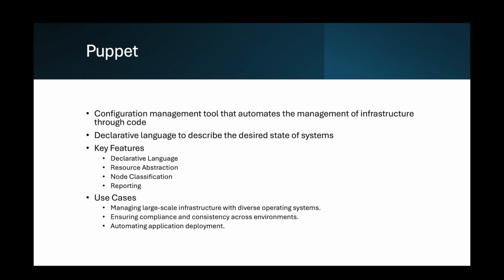Puppet's domain specific language, which is DSL, allows users to declare the desired state of resources. The next feature is resource abstraction. It abstracts system configuration into manageable resources, making it easier to define configurations. Node classification allows classification of nodes to apply different configurations based on node roles. Reporting provides detailed reporting and logging for tracking changes and compliance. Use cases involve managing large scale infrastructure with diverse operating systems, ensuring compliance and consistency across environments, and automating application deployment.